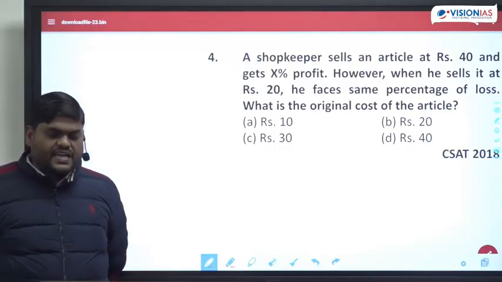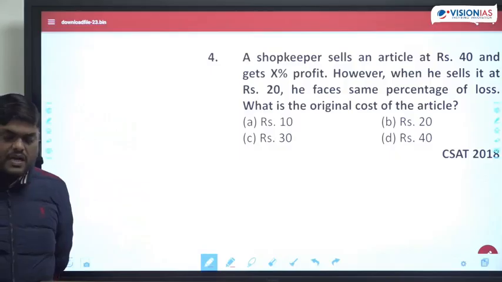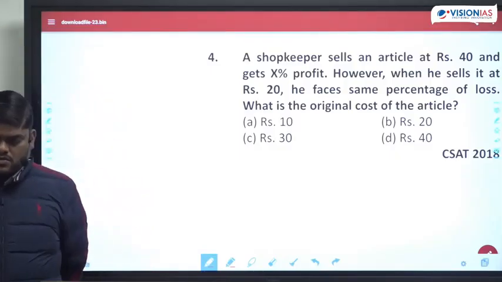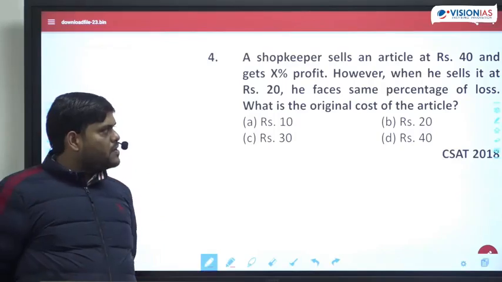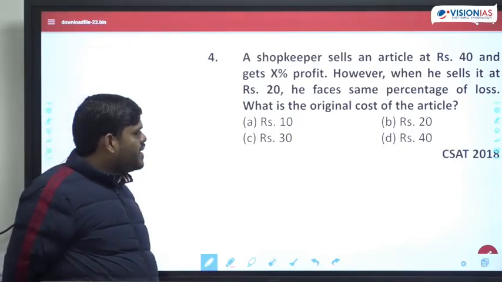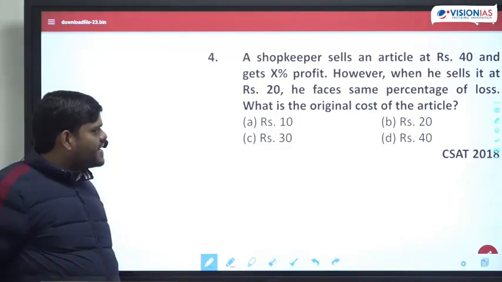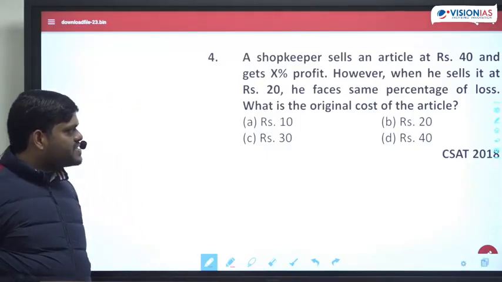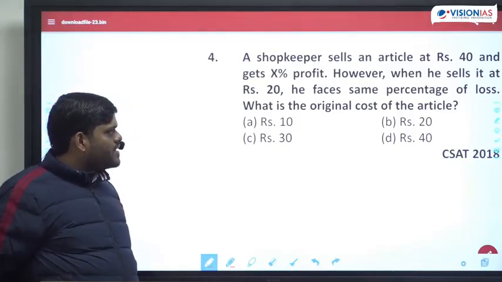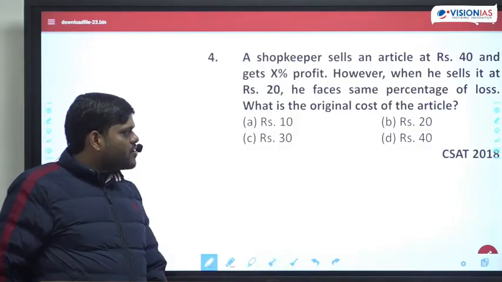I face difficulty in application. The solution is to solve as many questions as possible for a few days. Once you become comfortable, that becomes easy for you. A shopkeeper sells an article at rupees 40 and gets X% profit. However, when he sells it at rupees 20, he faces the same percent of loss. What is the original cost of the article?